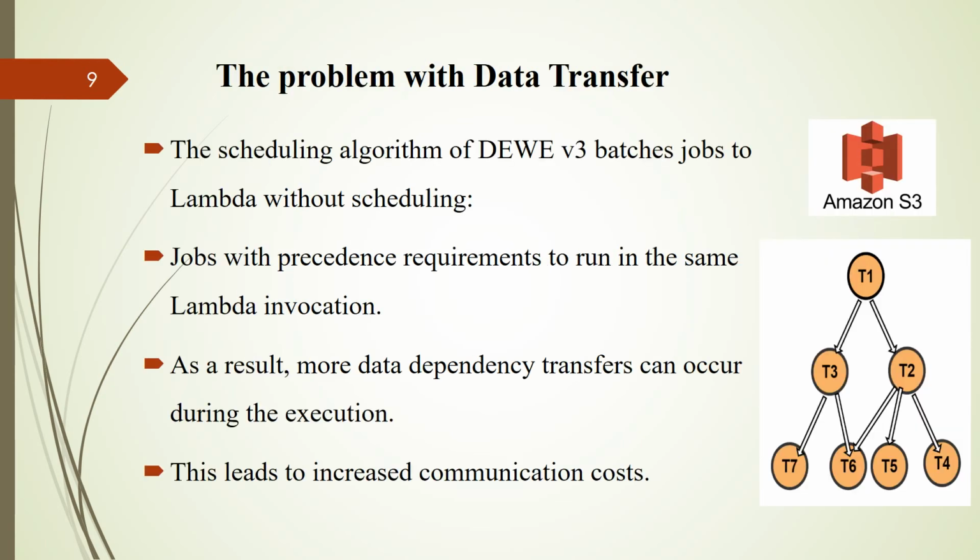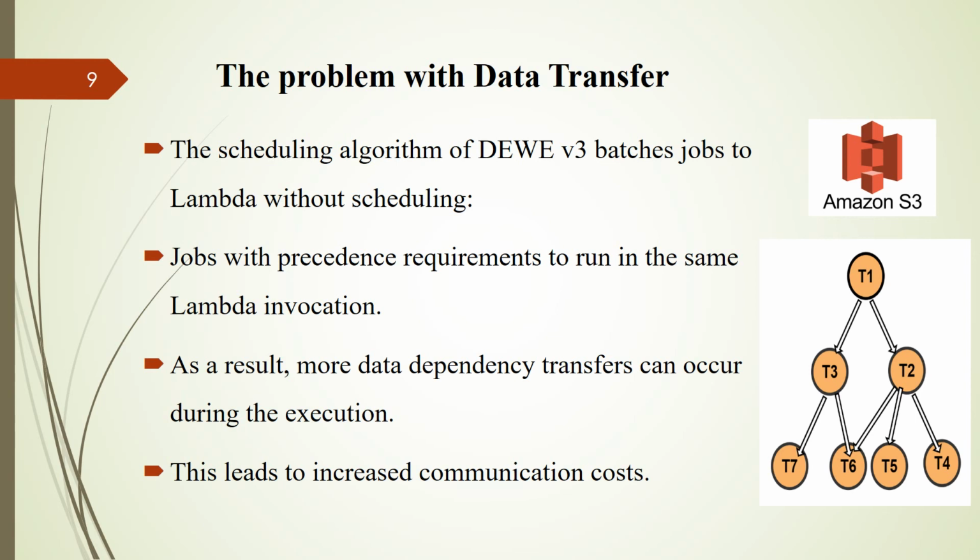WV3 has shown a large amount of retransferred data, where the scheduling algorithm of WV3 batches jobs to Lambda without scheduling jobs with precedence requirements to run in the same Lambda function invocation. As you can see in this workflow, for example, the scheduling algorithm of WV3 schedules jobs 2 and 3 to run in Lambda function invocations, and after they complete execution, the output data files generated from jobs 2 and 3 are uploaded to data storage, Amazon S3, as you can see in this figure. WV3 deletes temporary files after each invocation completes the execution. Otherwise, the temporary storage will probably fill up over time.